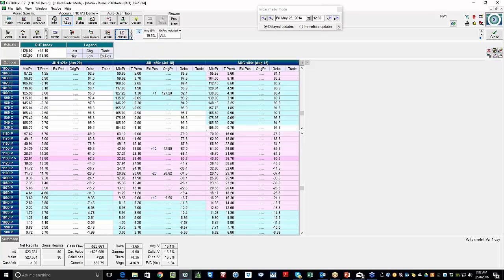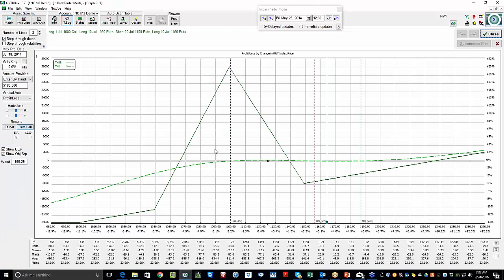So the Russell would have to go up 40 points for us to have to do something as far as Vega is concerned right now. Now, as time goes on, that adjustment point will actually get closer and closer, because the T+0 lines in the graph will start to change. And as a matter of fact, that's probably a good thing to show you right at this point.